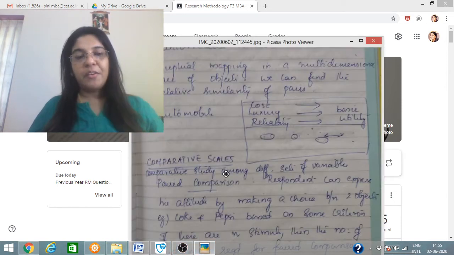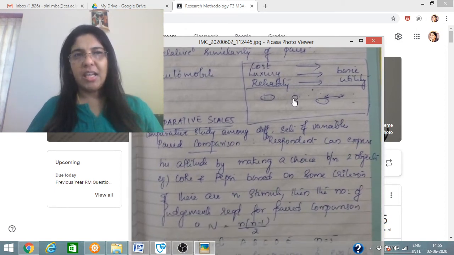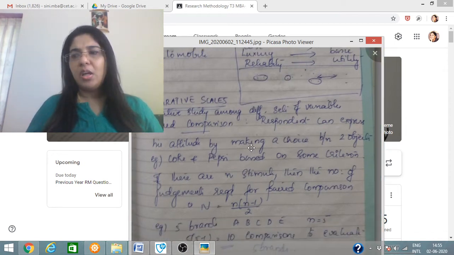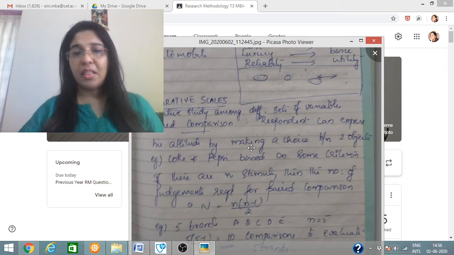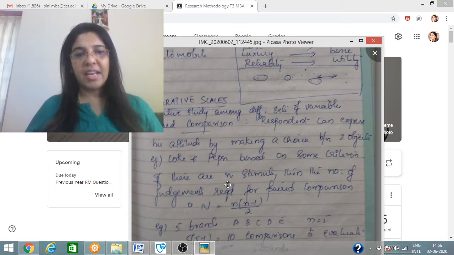So coming to a revision part, we started with two types of scales. One is called a rating scale, the other is called a comparative scale. Hope you remember the comparative scale, where we spoke about paired comparison, where we spoke about the other method, rank order. In paired comparison, the respondents can express their attitude by making a choice between two objects.